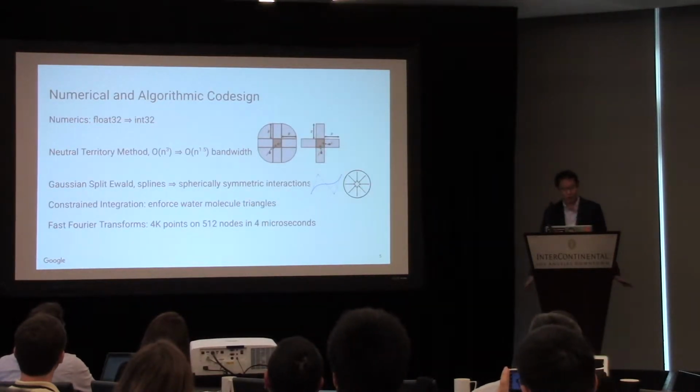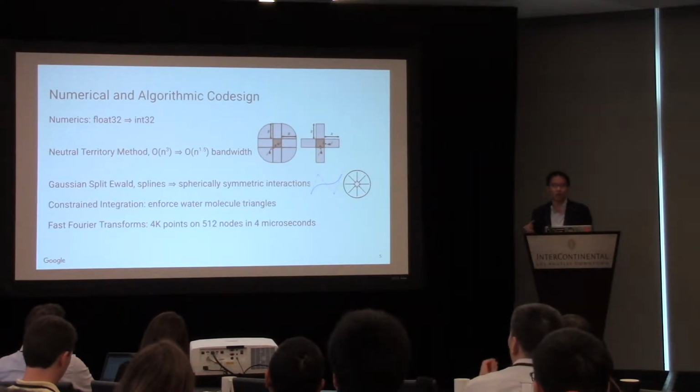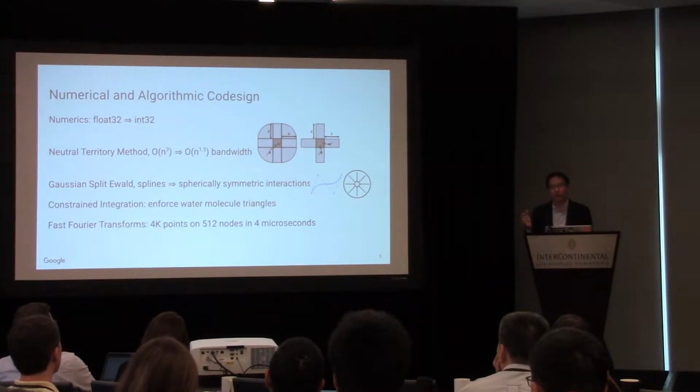So I'll come back to numerics in a little bit. The neutral territory method is an algorithmic change that transforms the communication pattern of your parallel machine. And for the particular case of atoms exerting forces on each other because they're electrostatically charged, it changes what looks like an n cubed amount of communication into an n to the 1.5 amount of communication.